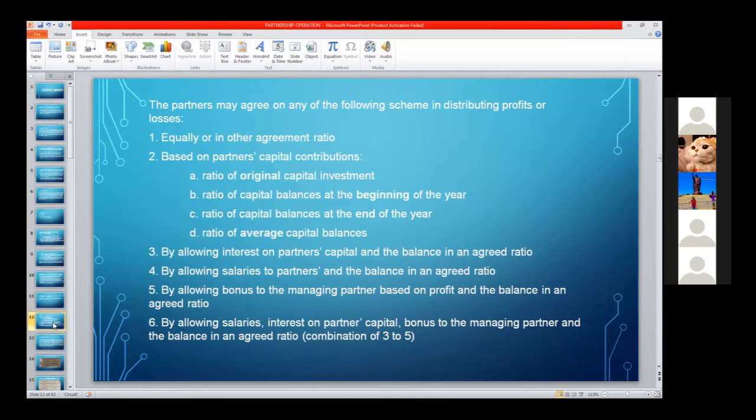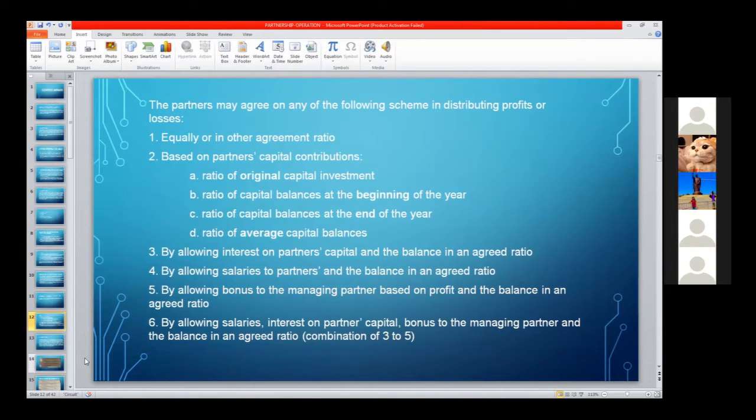This method applies interest on the capital balance and on any remainder. Then number 4, by allowing salaries to partners and the balance in an agreed ratio, this acknowledges the services and efforts devoted by the managing partner. Then 5, by allowing bonus to the managing partner based on profit and the balance in an agreed ratio. The distribution goes to the managing partner only when the results of operations of the partnership are favorable, or with the assumption that the operation of the partnership is profitable.